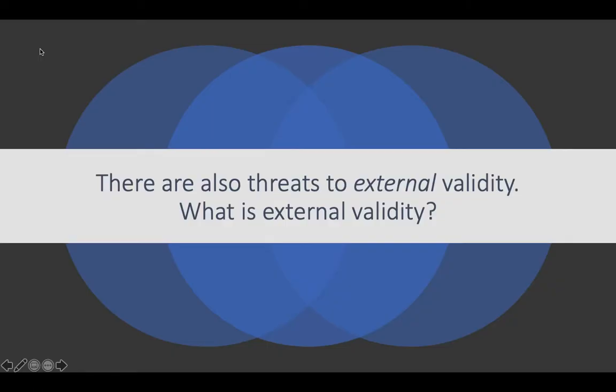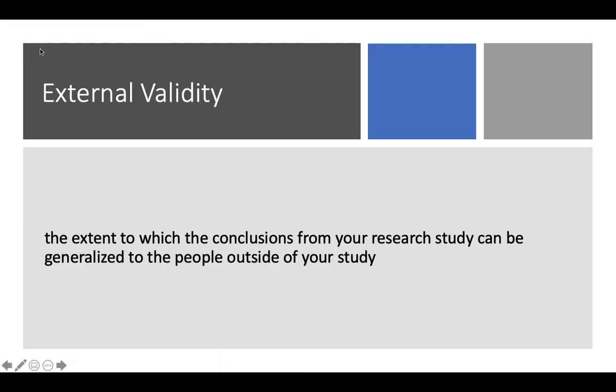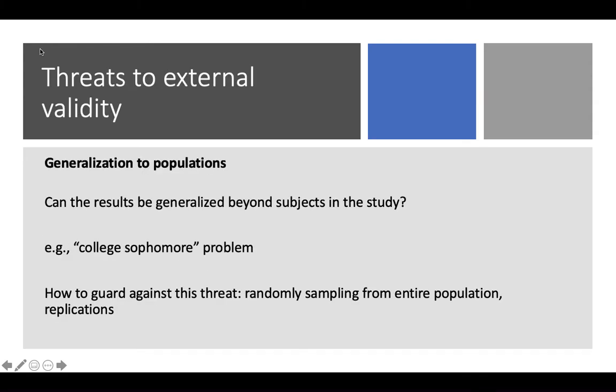We also have some threats to external validity, but first let's go over what external validity is. External validity is the extent to which the results of an experiment can be generalized, specifically to people outside of your study. So there are just a couple threats to worry about with external validity, or at least for the purposes of this course. First, we want to be able to generalize to populations.